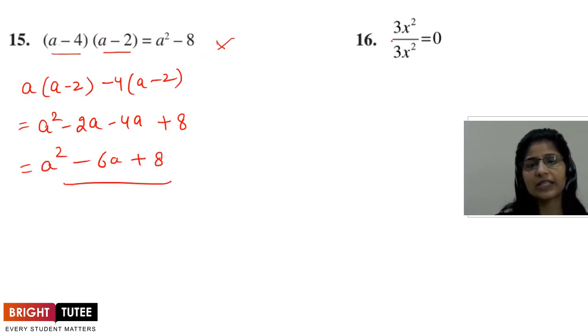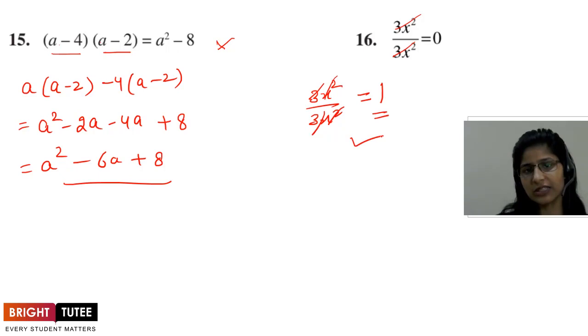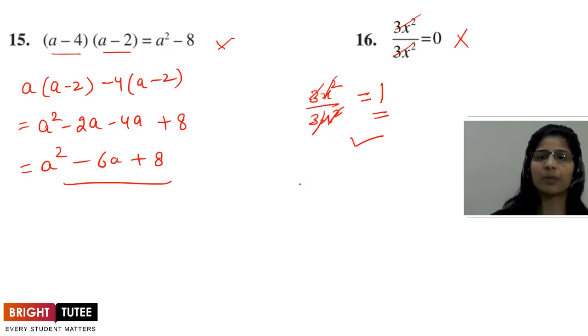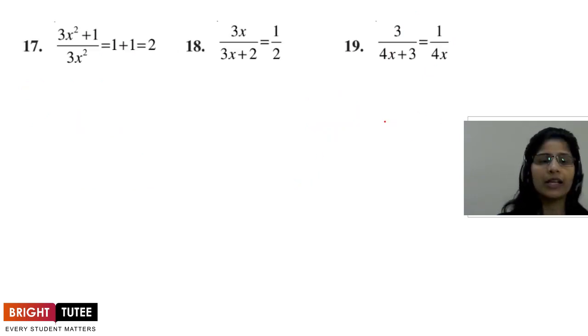The last one is 3x square upon 3x square. So when we divide them, they're writing the answer as 0. Is that equal to 0? No, we are not subtracting it. We are dividing it. So when we divide it, x square, 3 getting cancelled, we get 1 as the answer. So this is the correct one. This is a wrong way of writing 0. We are not subtracting 3x square from 3x square, right? So that we get 0. We are just dividing it. So we'll get 1.